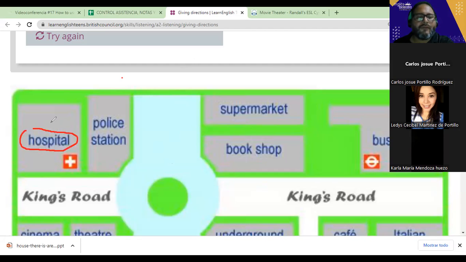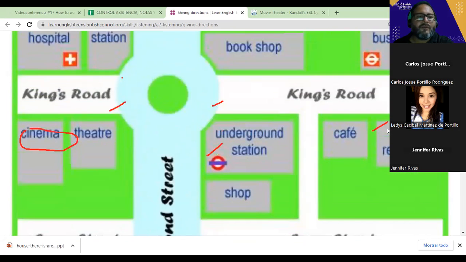The hospital. Okay, so we have hospital, such as? Police station. Police station, such as? Supermarket. The supermarket. What about this? Bookshop. The bookshop. Next one? The bus station. Now, what about this one? Cinema. That's a cinema, right? This one? Theater. That's the theater, right? What about this one? Underground station. The underground station.